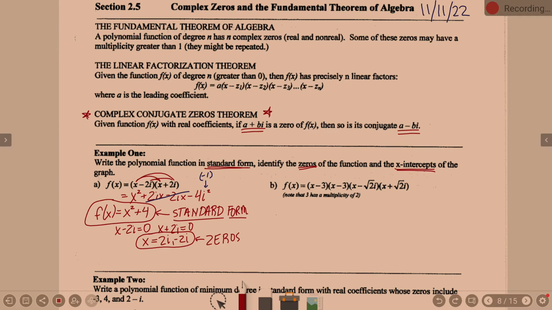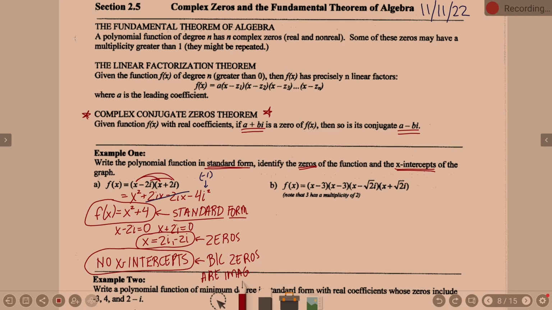There are no official x-intercepts here, are there? Because this graph will not cross the x-axis. Your x-intercepts would be any real number zeros, but I don't have any real number zeros. So I'm going to say no x-intercepts, because the zeros are imaginary.